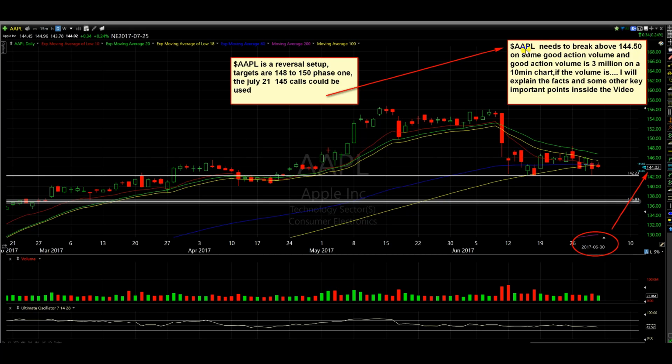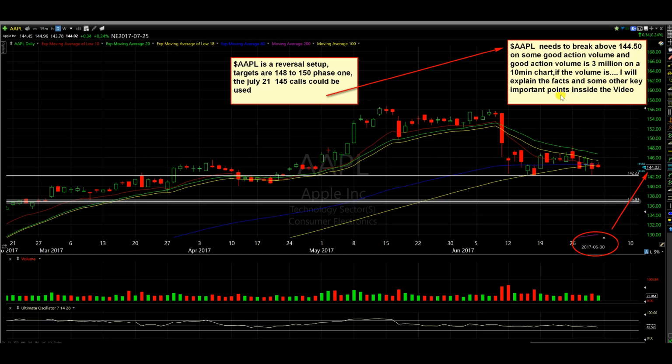Okay, so Apple at this point in time needs to break above 144.50 on some good action volume. That would be like an earlier signal, okay, but it's not the only signal. There are three steps to this signal here, and I'm going to talk about this. Good action volume is 3 million on a 10-minute chart. Now, if the volume is less than that, I'm not explaining the facts and some other key important points inside the video. Okay, so this is what I'm going to talk about now.